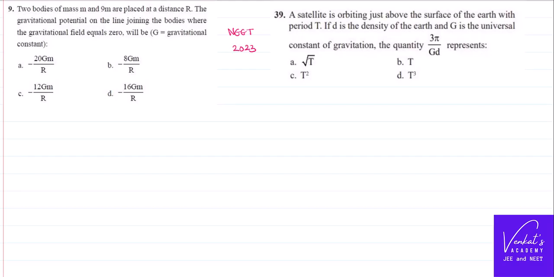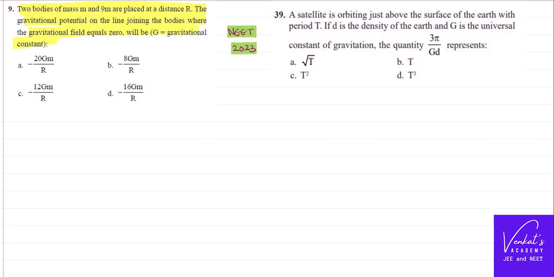Here in this video, we are solving two questions that appeared in NEET 2023 in a physics chapter called Gravitation, first year. Let us see what that question is. First question: two bodies of masses m and 9m are placed at a distance r. Find the gravitational potential on the line joining the bodies where the gravitational field is equal to 0.